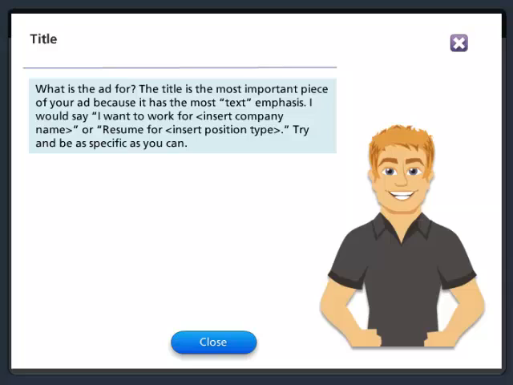Title. What is the ad for? The title is the most important piece of your ad because it has the most text emphasis. I would say I want to work for, insert company name, or resume for, insert position type. Try and be as specific as you can.